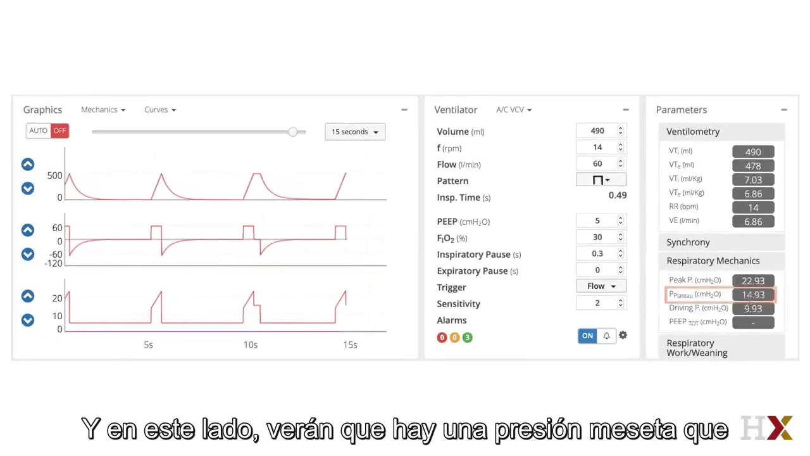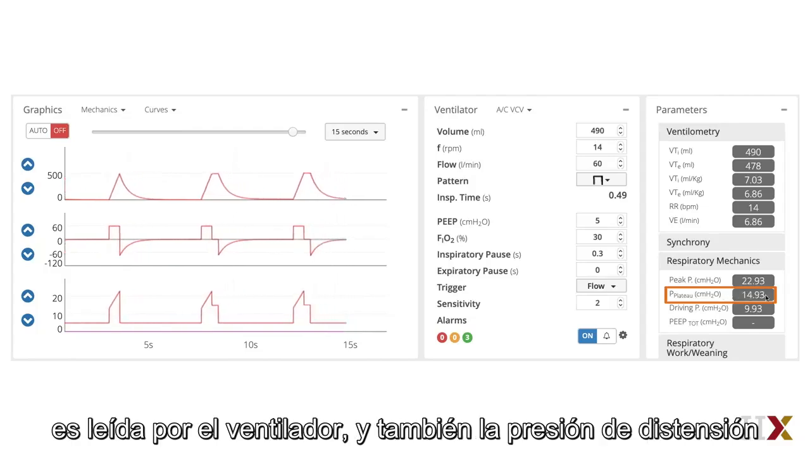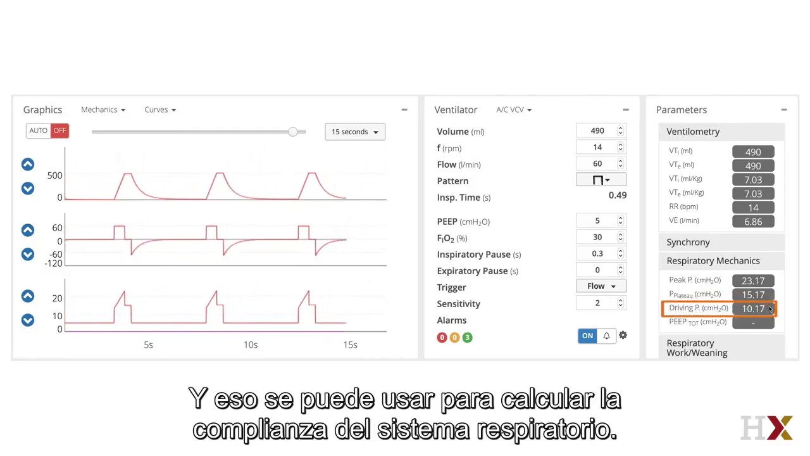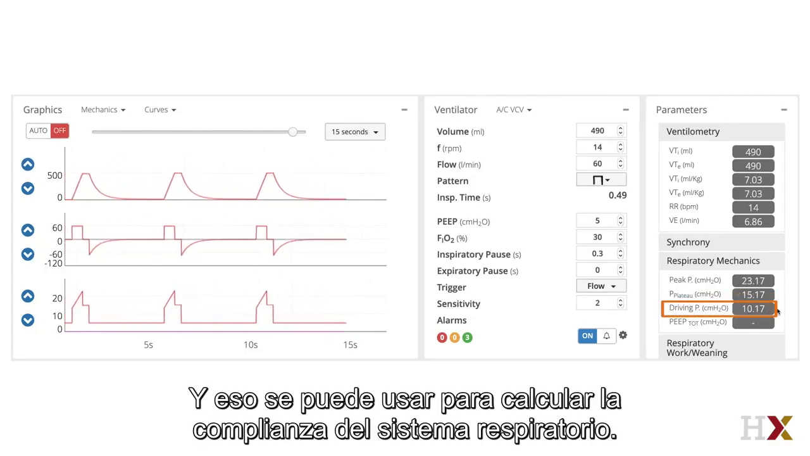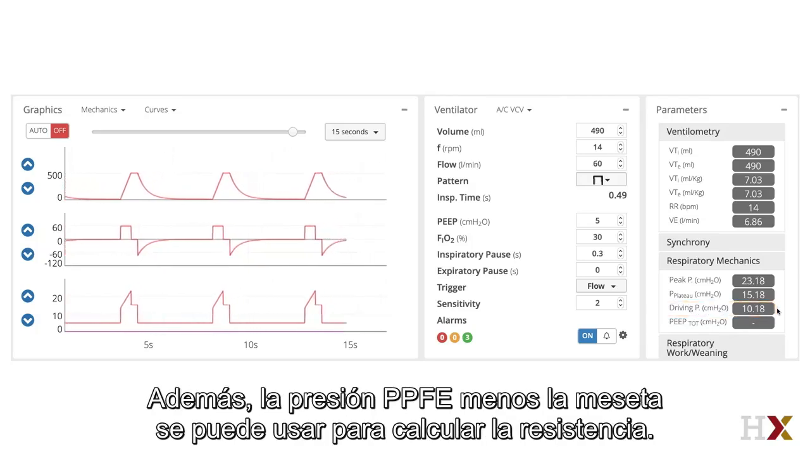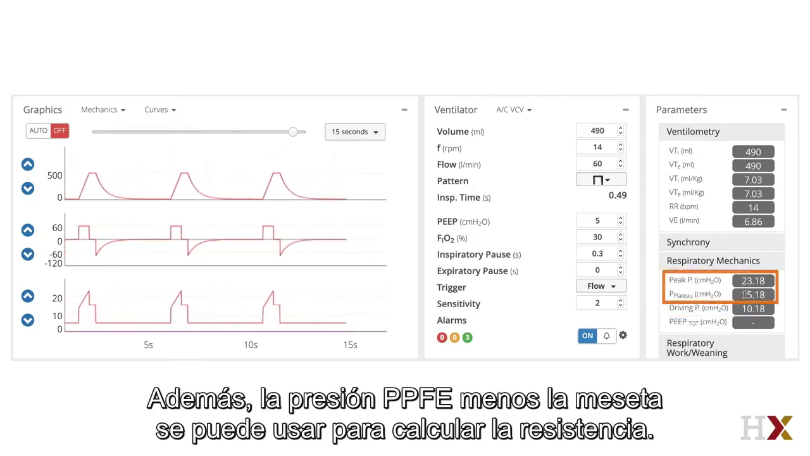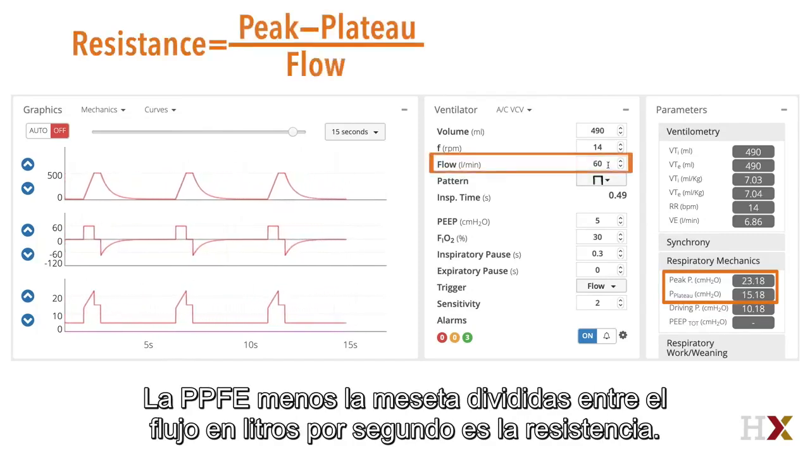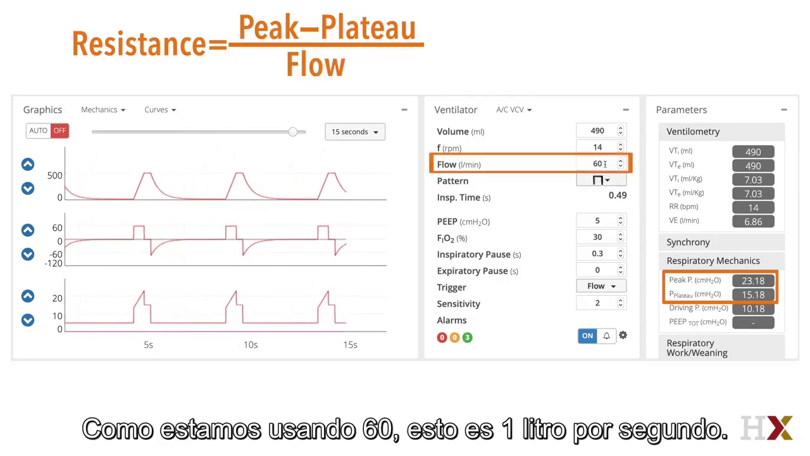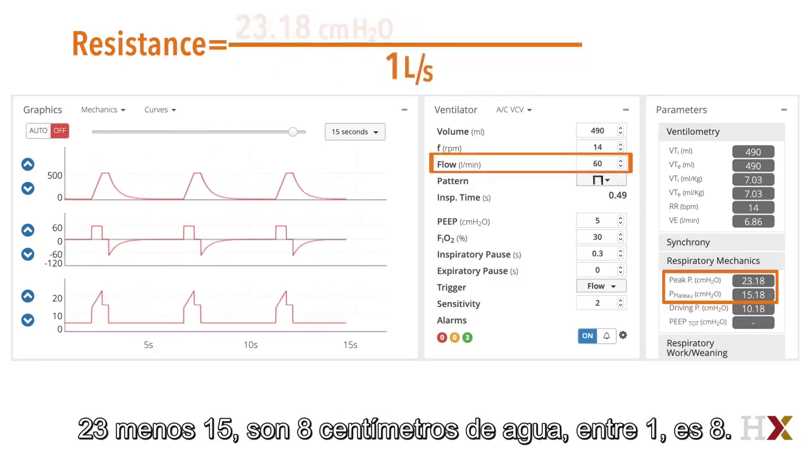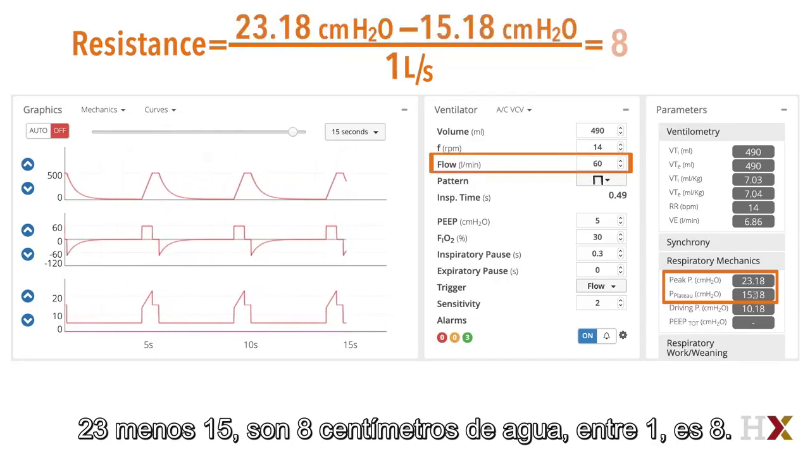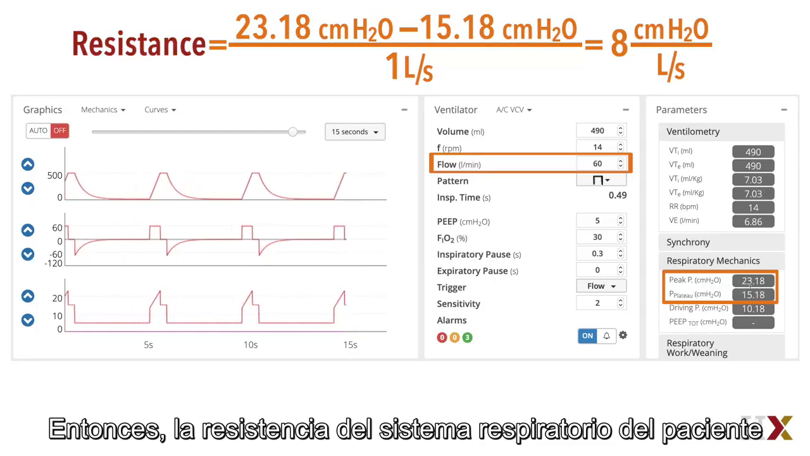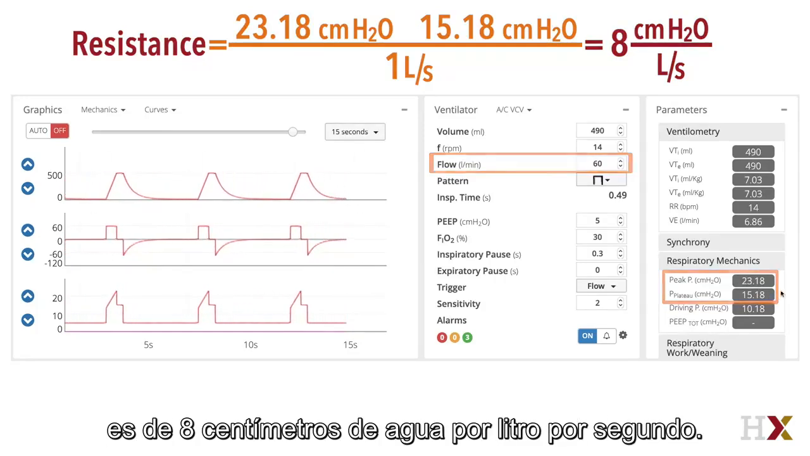And on the side here, you will see now there is a plateau pressure that is being read by the ventilator, and also driving pressure, which is just plateau minus PEEP. And this can be used to calculate respiratory system compliance. Also, peak pressure minus plateau can also be used to calculate resistance. Peak minus plateau divided by the flow in liters per second is resistance. Because we're using 60, this is 1 liter per second. So 23 minus 15, which is 8 centimeters of water, divided by 1 is 8. So the resistance of the patient's respiratory system is 8 centimeters of water per liter per second.